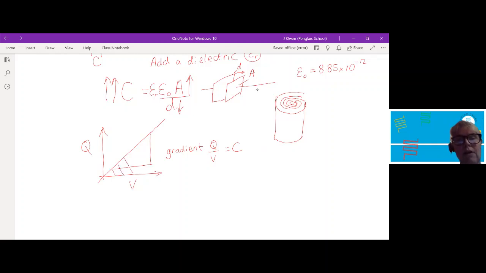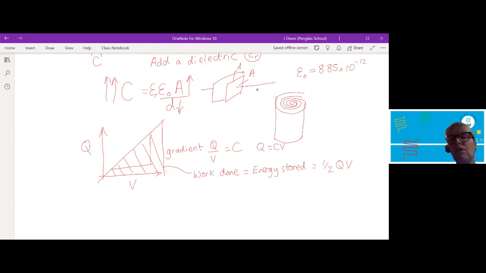The area underneath the graph gives us the energy or the work done trying to put the charge onto the plate. So the work done is the same as the energy stored, which in this case is equal to half QV. But we know that the gradient is given by C, the capacitance, so Q can also be written as CV, just rearranging this gradient equation.